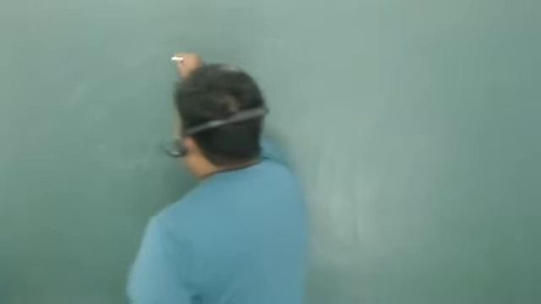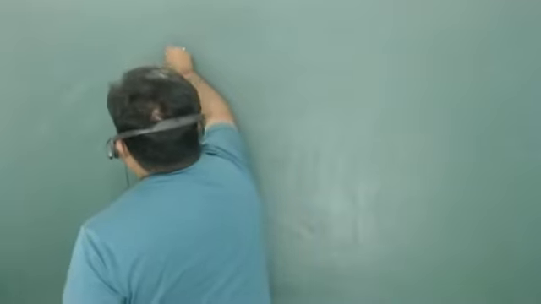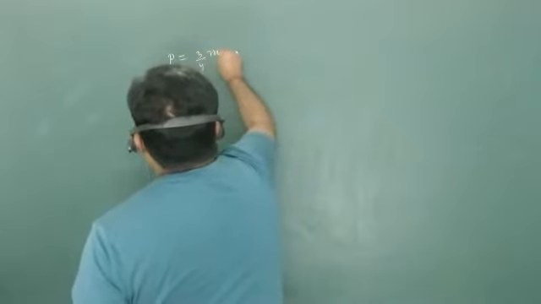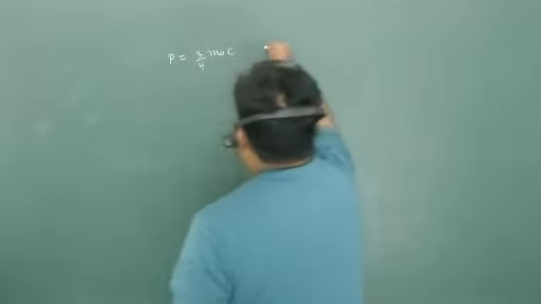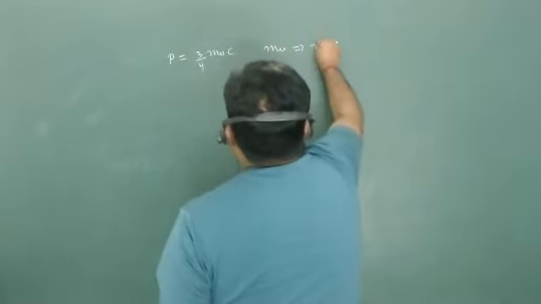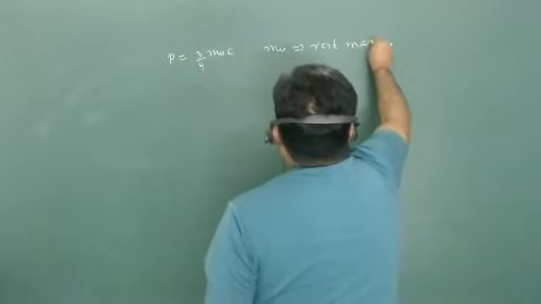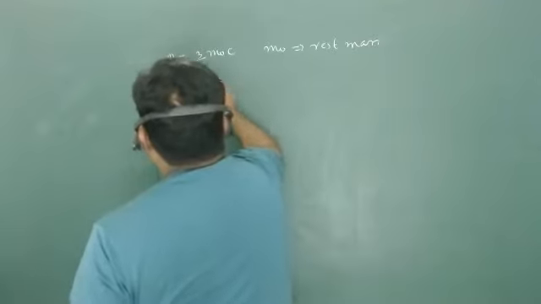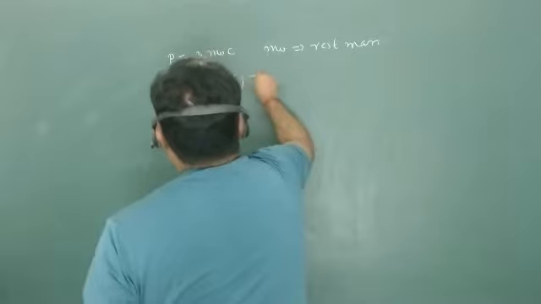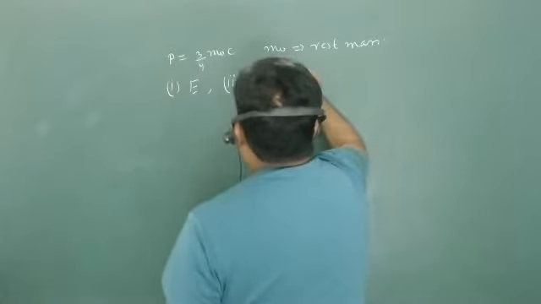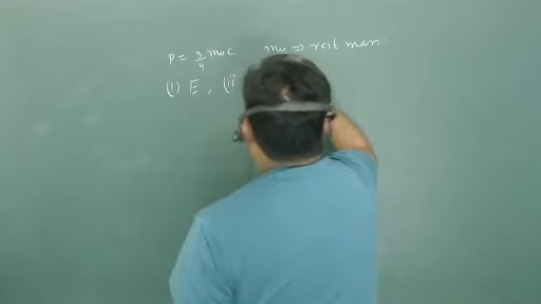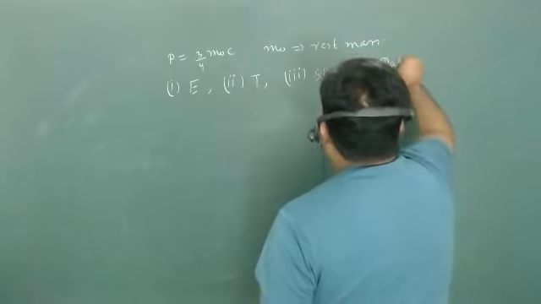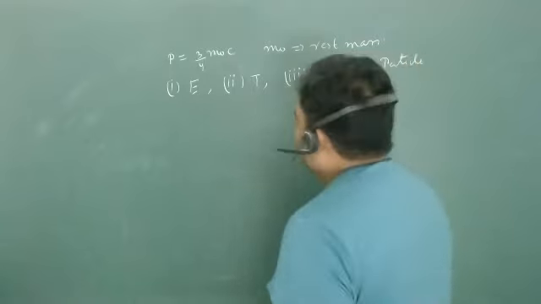So, a particle has momentum, let's say 3/4 m0 c, where m0 is the rest mass of the particle. So question number 1, find the total energy. Second, find the kinetic energy. And third, you can find the speed of the particle also. This is very simple.